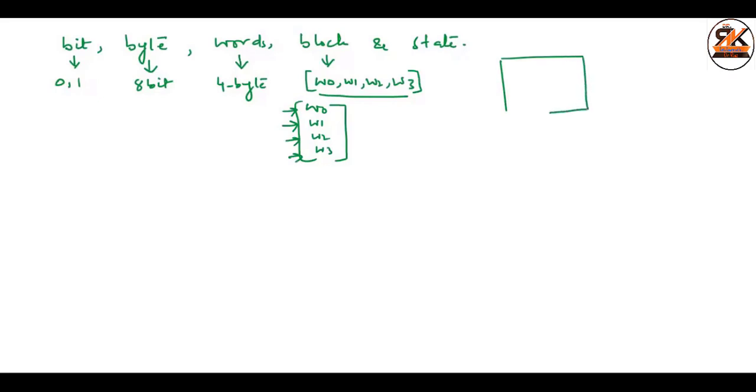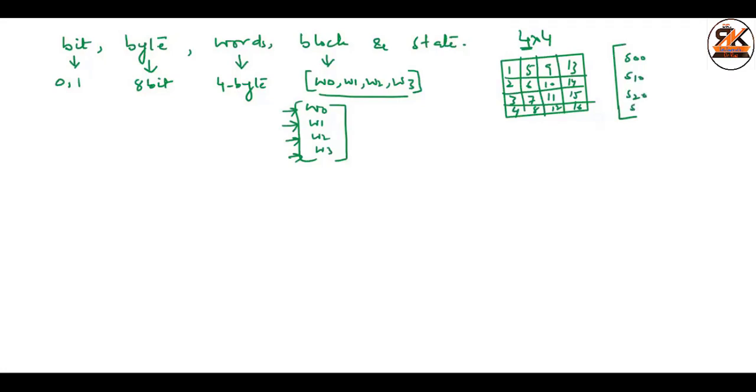Basically, state is a 4x4 matrix, and it has 16 entries: 1st byte, 2nd byte, 3rd byte, 4th byte, and so on up to the 16th byte. So all the 16 bytes are in this fashion. This is a matrix, and it is represented as S00, S10, S20, S30, and so on, up to S33, that is third row, third column.